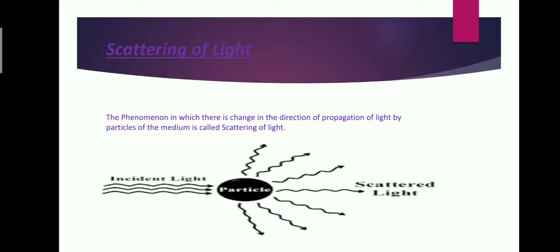It's a phenomenon in which there is a change in the direction of propagation of light by particles of the medium, and it is called scattering of light. Now, when we look at the light, our main source is the sun itself. You know that the sun consists of white light, and when that white light is dispersed, it splits into its constituent 7 colors, namely violet, indigo, blue, green, yellow, orange and red.